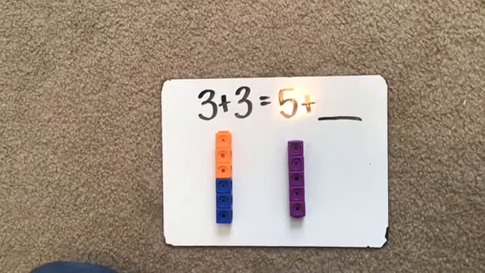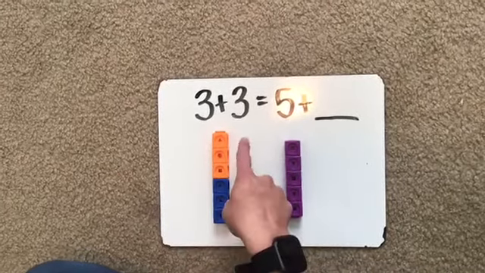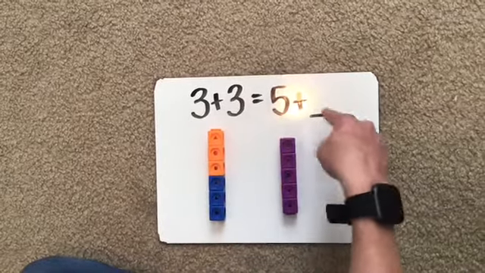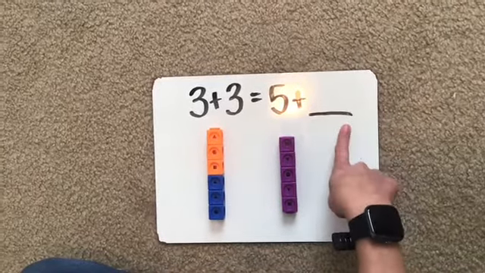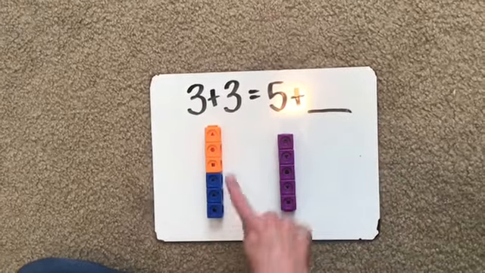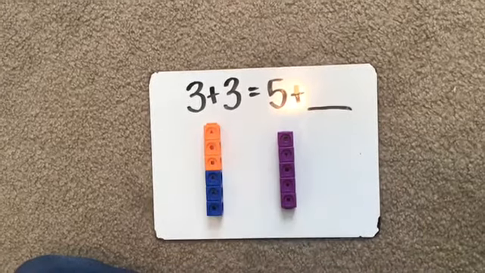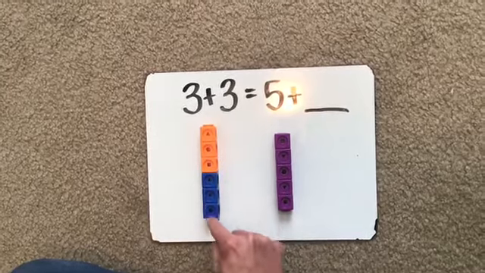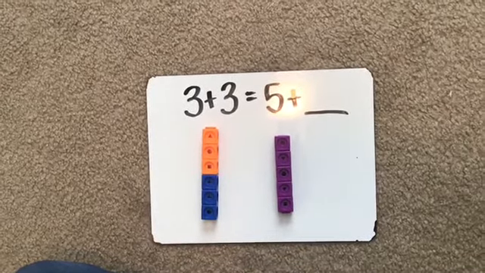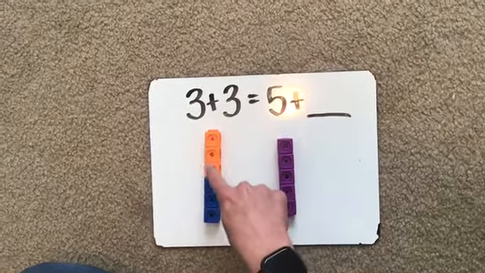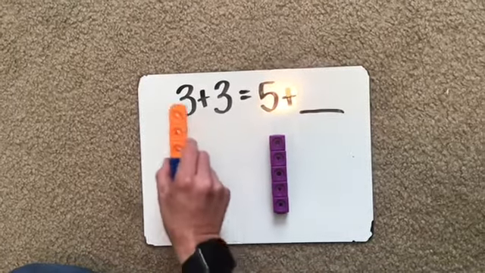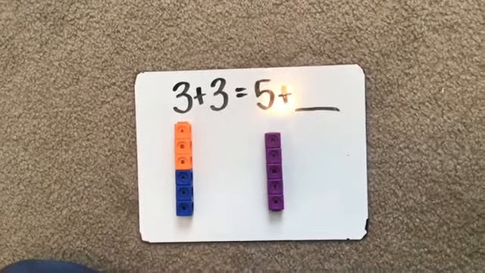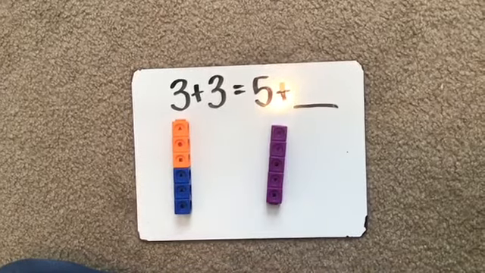Here I have the equation 3 plus 3 equals 5 plus blank. I need to figure out what number goes on the blank. Over here, I know I have 3, 1, 2, 3, plus 3 more, 1, 2, 3. When I put those together, I get 1, 2, 3, 4, 5, 6. So on this side, I have 6. On this side, I have 5.